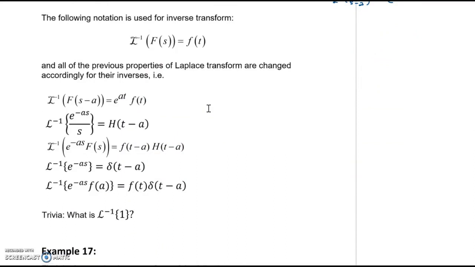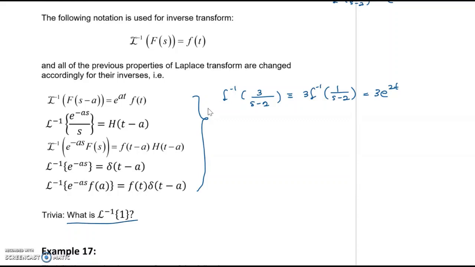For the inverse, for example, if you want to find the inverse of 3 over s minus 2, by the linearity property, you can write this as 3 times the inverse of 1 over s minus 2, and then the answer would be 3 exponent 2t. This is one example of using the linearity property. The rest of the properties follow accordingly for the inverse. At the end of the video, hopefully you can get the answer to this: what is the inverse of 1?